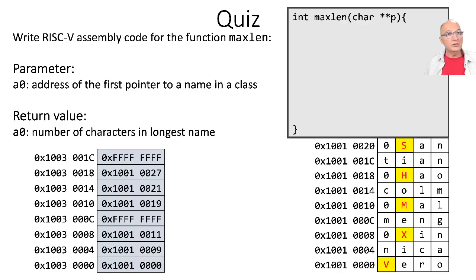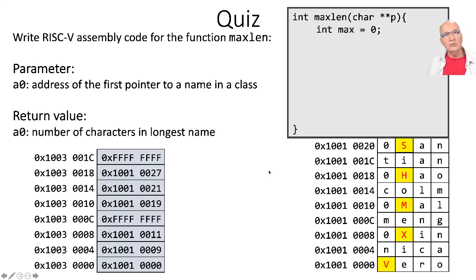So what maxlen will look like: first note that the parameter for maxlen is of type char star star p, because what I'll pass to maxlen would be, for example, this address here, and the memory location in that address contains another pointer. So this says that this is a pointer, and inside that memory location, I have another pointer. So you can read this as a pointer to a pointer to a character. And that's why you have the star star. So you read this as p is a pointer to a pointer to a character.